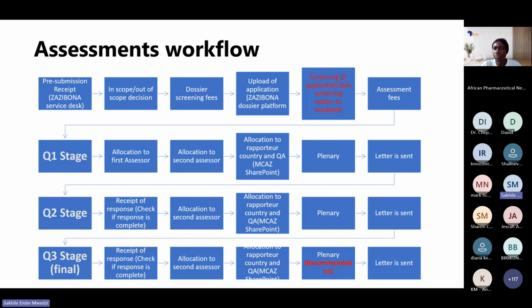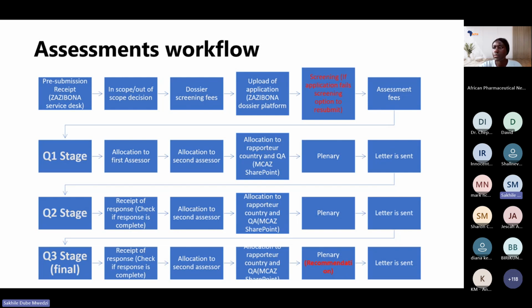And then after that, we look at what you have indicated you want to submit, and we say to ourselves, is this within or is it not within the scope of ZAZIBONA? Once we have the scope decision done, only then do we ask you for the dossier screening fee, which in this case is the $600. So you pay your fee and you upload your dossier at the same time. Then we screen your product. If it fails screening, we would give you the opportunity to pay again the $600 and resubmit, and then your product would be rescreened.